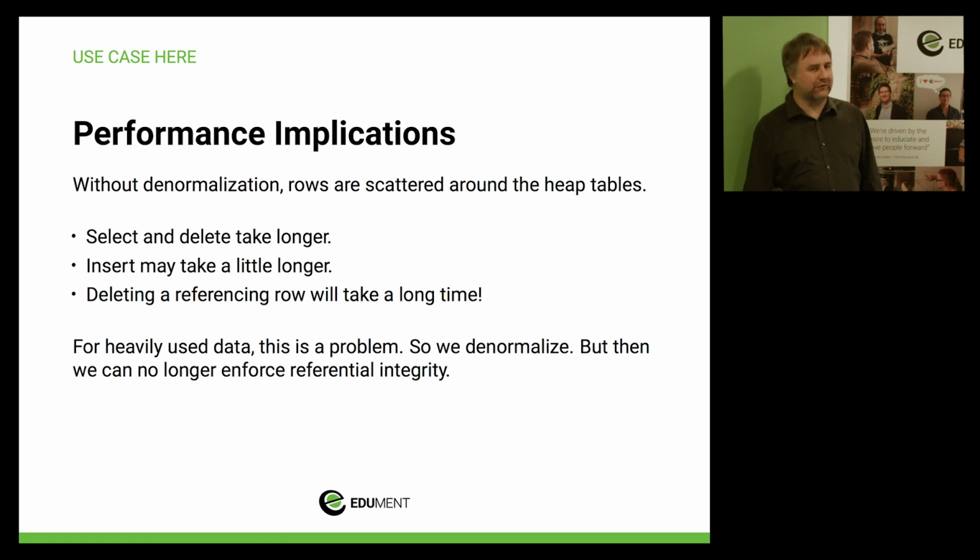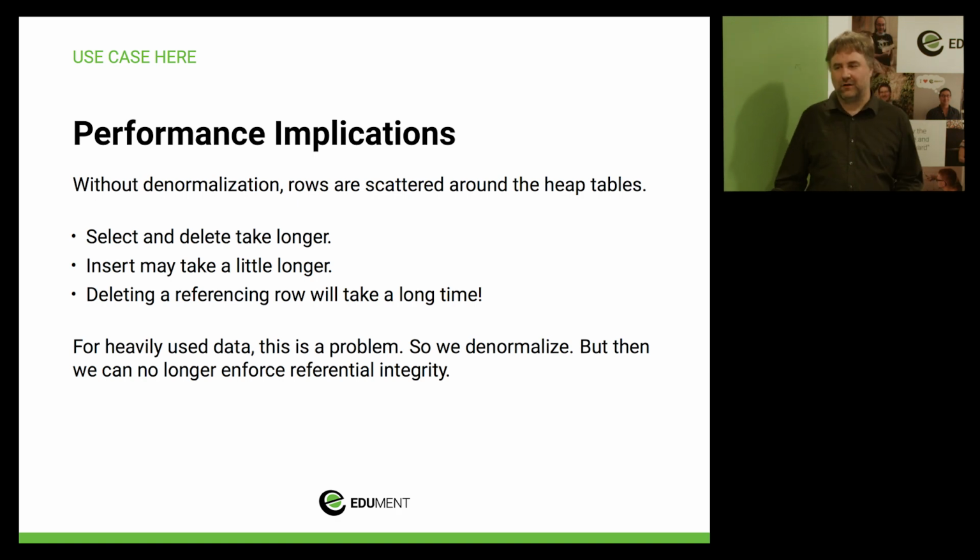Without denormalization, our rows are scattered across heap tables. We have to then do index scans to pull them. And sometimes we'll pull 100 and sometimes we'll pull 1,000 of these rows. Selects and deletes will take quite a bit longer. Inserts may take a little longer. And if we delete a protein sequence and we want to delete all the affected rows, that's going to be a much longer running operation.